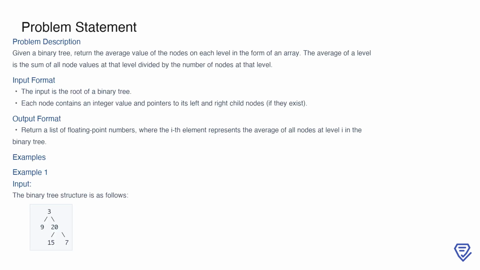The task is to compute the average value of nodes at each level of a binary tree and return these averages as an array. To calculate the average for a given level, you sum up all node values at that level and then divide by the number of nodes at that level.